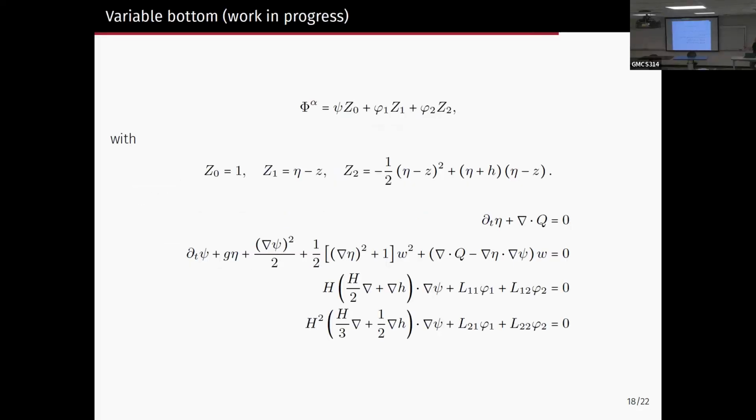Now, for the variable bottom, you go back to the DTN problem. Now you take the variable bottom into account, and you find that you have polynomials of odd degree that appear in this asymptotic expansion. So you choose your vertical functions like that, and you arrive at this problem. Similar structure, it's Hamiltonian. The Hamiltonian is positive definite as it should be, and you have a system to solve because your unknowns now are phi1 and phi2.